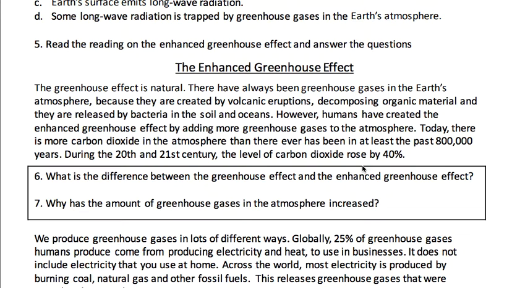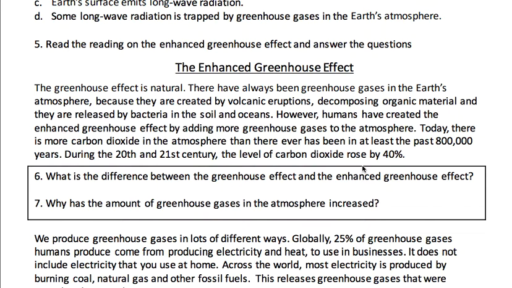So, the enhanced greenhouse effect. The greenhouse effect is natural. There have always been greenhouse gases in the Earth's atmosphere because they are created by volcanic eruptions, decomposing organic material, and they are released by bacteria in the soil and oceans. However, humans have created the enhanced greenhouse effect by adding more greenhouse gases to the atmosphere.